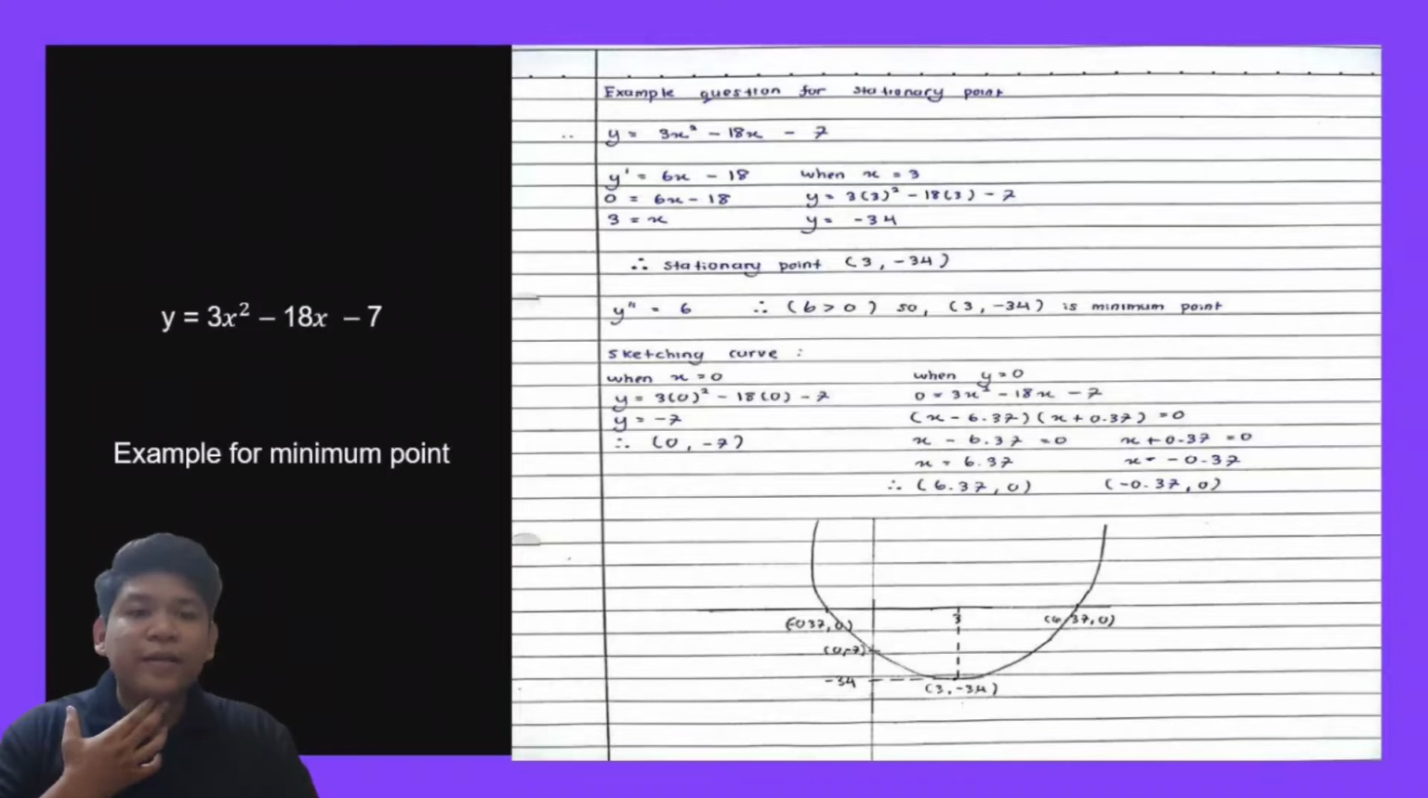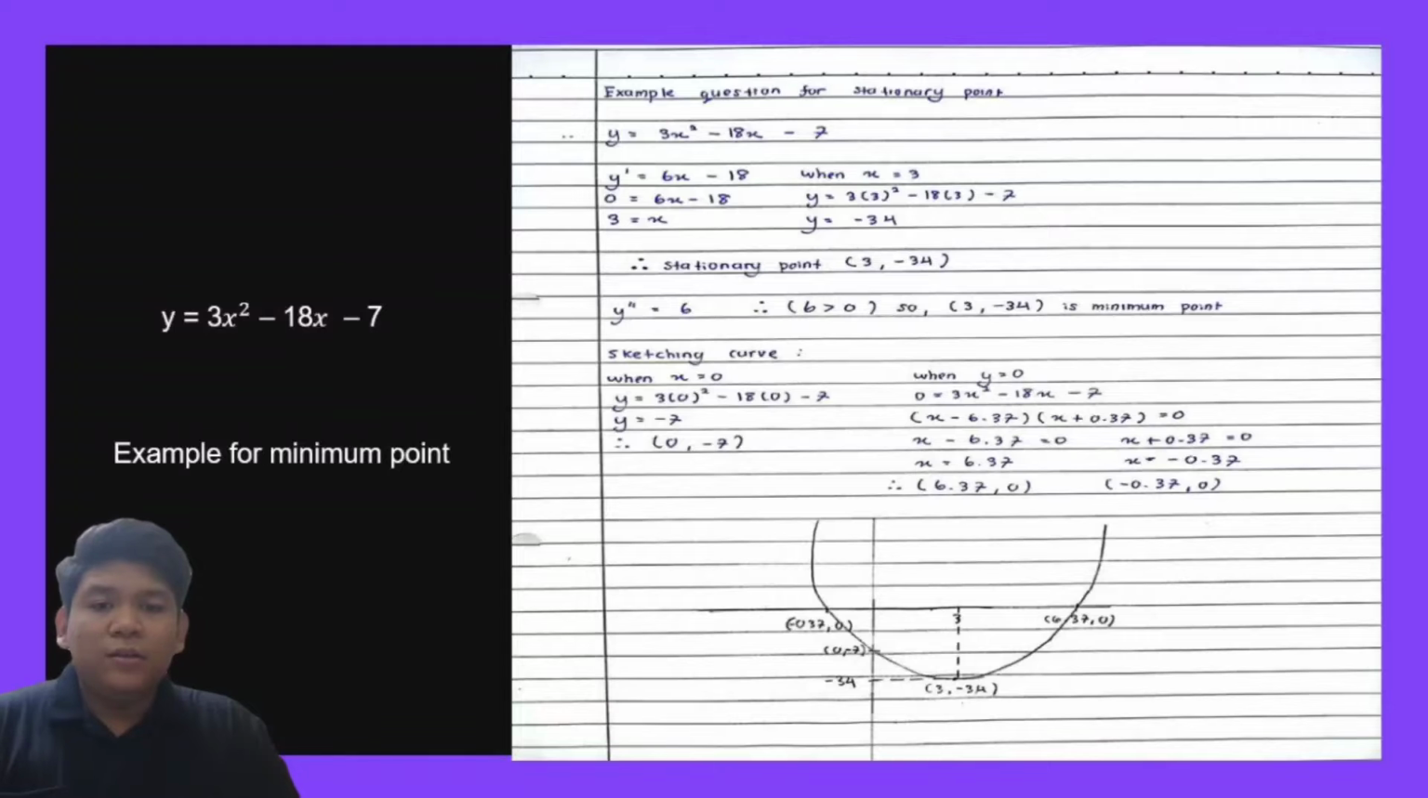Now we need to determine the type of stationary point. To find the type of stationary point, we need to differentiate the derivative again. So we will get y double prime equals 6. Because 6 is more than 0, our stationary point is a minimum point.